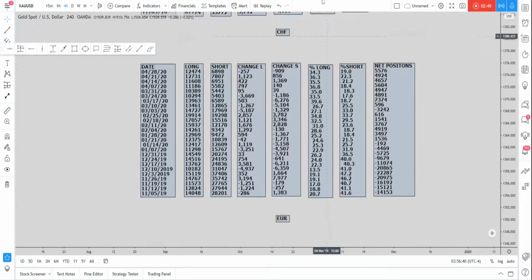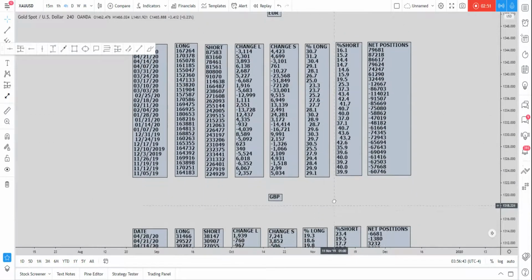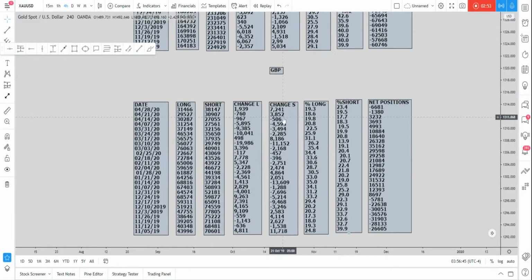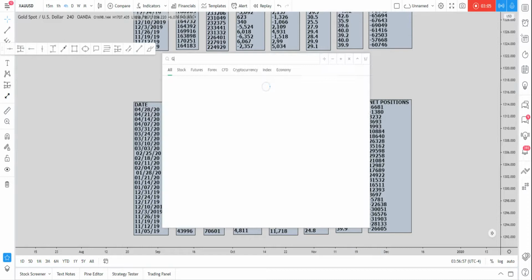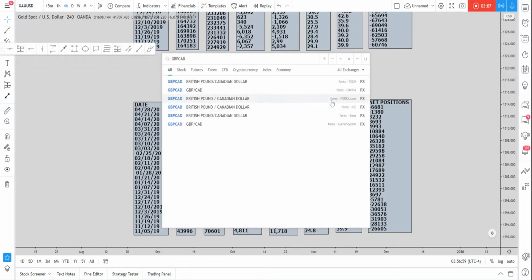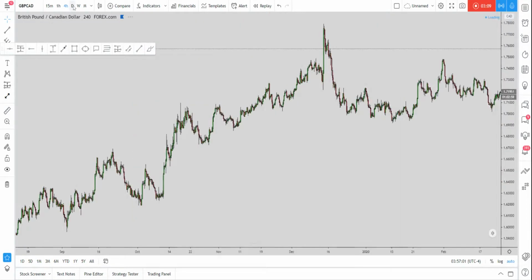Now, if we go and see what is the situation from a GBP perspective, we can see that with the new report, we had more shorts adding. Yes, it's true, we did see some longs, but more shorts adding, bringing net positions from 35k all the way down to minus 6.6k. So from a GBP CAD perspective, from a monthly point of view, what situation we have?